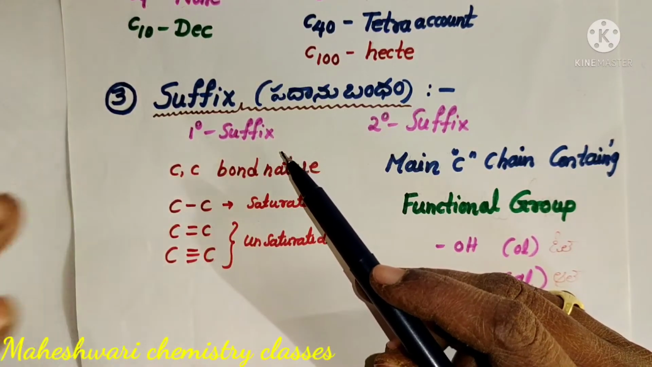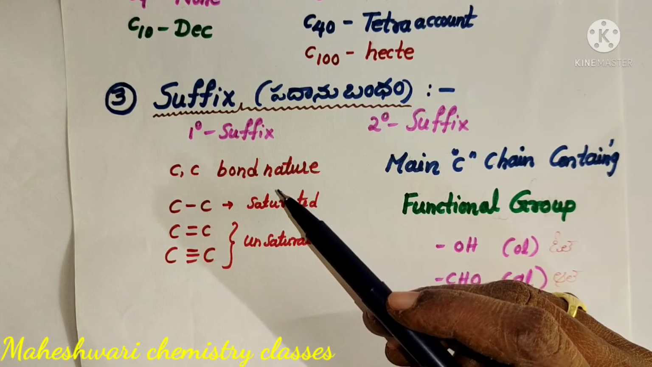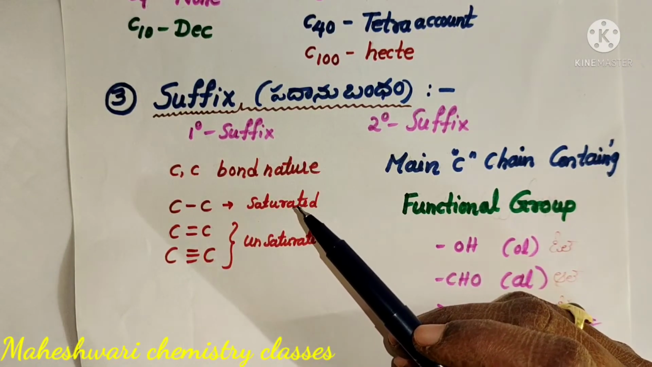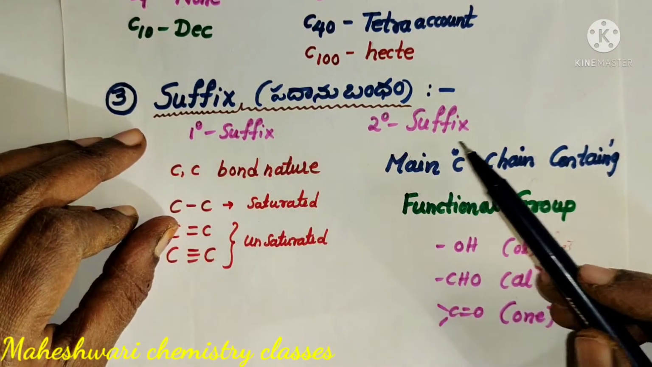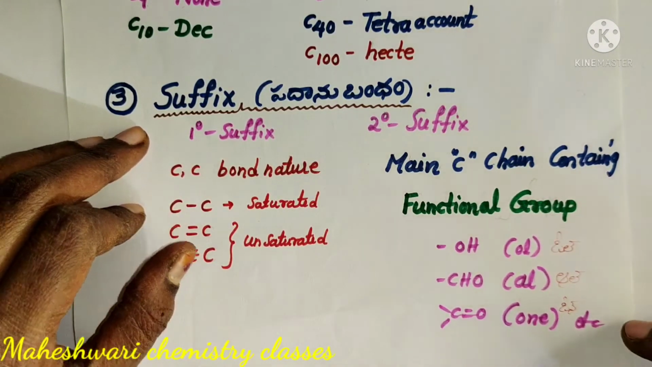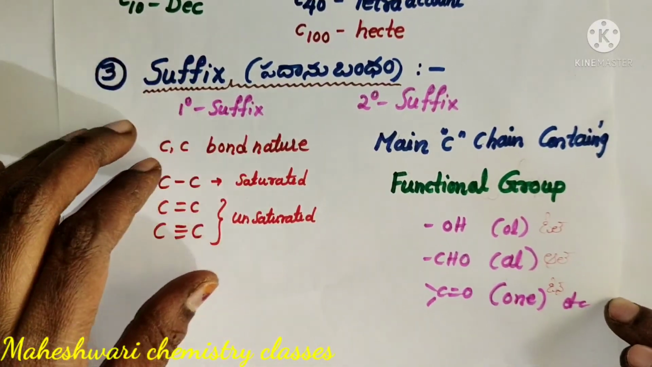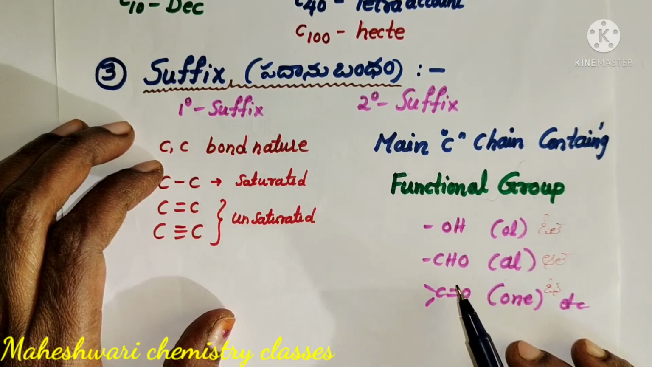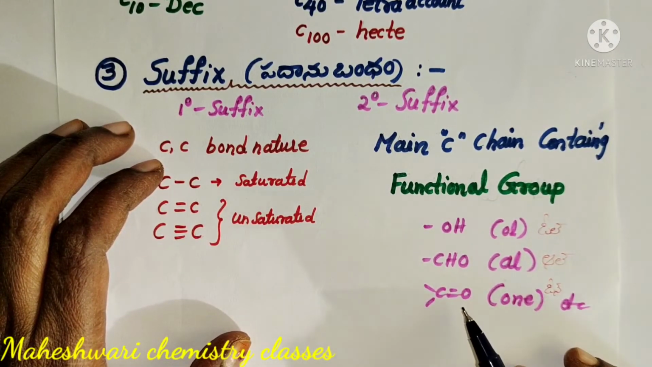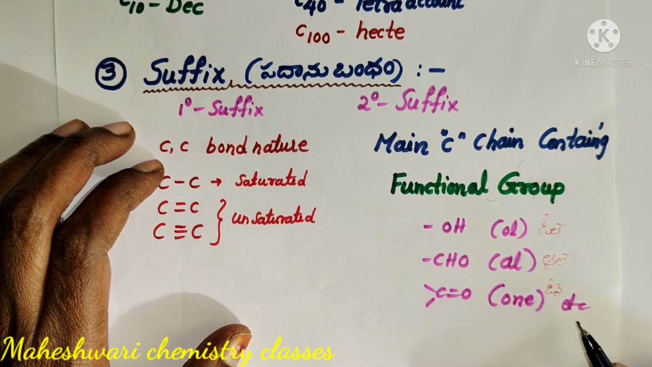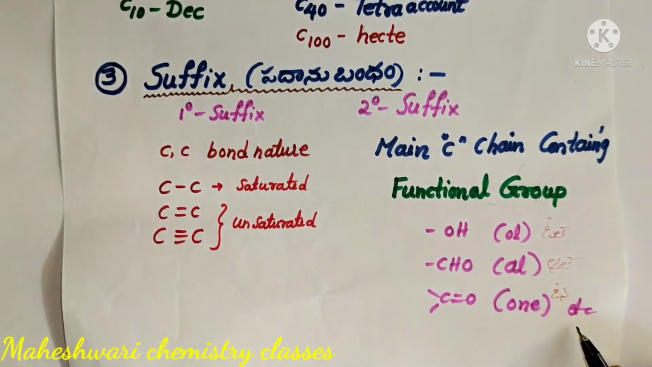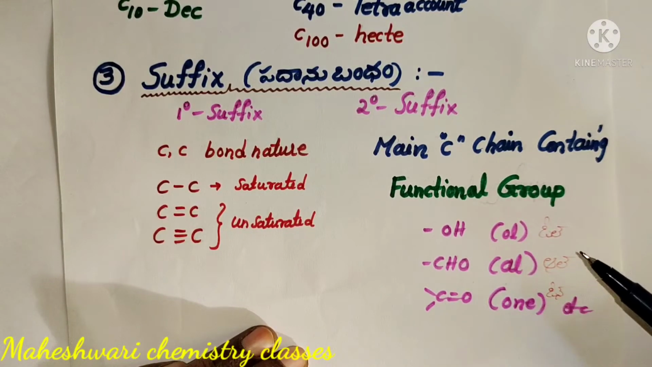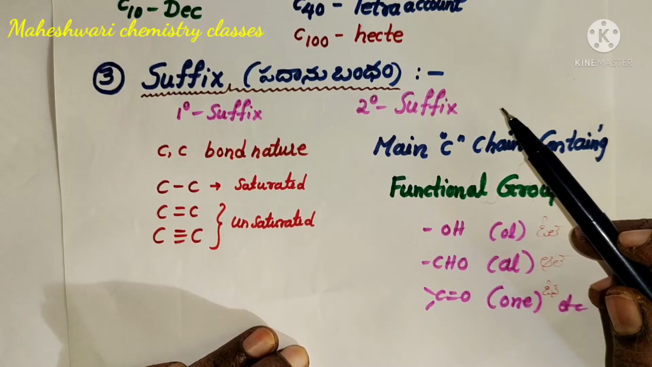So this whole phenomenon is explained by the primary suffix. Based on the primary suffix we can understand the carbon-carbon bond nature of the compound, whether it is alkene, alkane, alkyne. Next, the secondary suffix. Here the secondary suffix explains the functional group. For example, if it has the functional group OH, it is ol. If it has CHO, it is al. If it has C double bond O, it is one. These are the functional groups, and this phenomenon is explained by the secondary suffix.